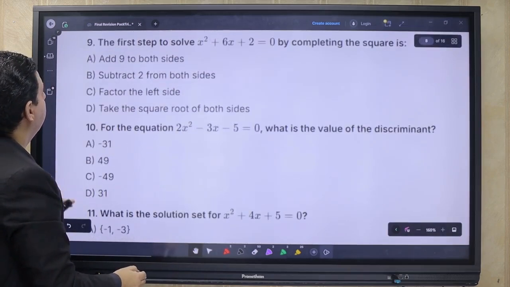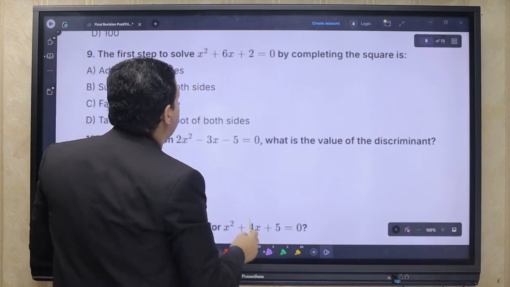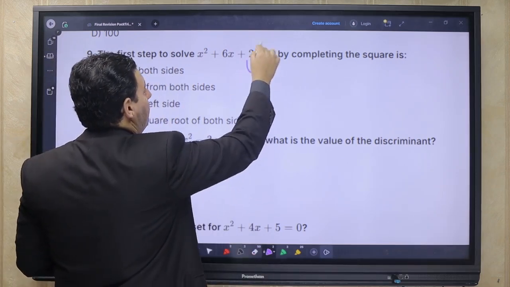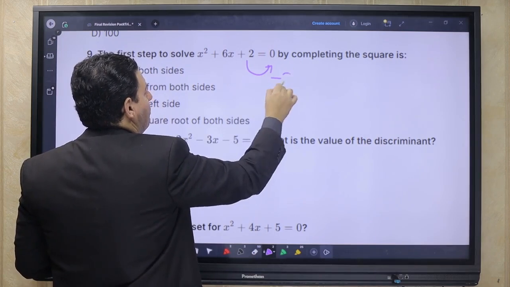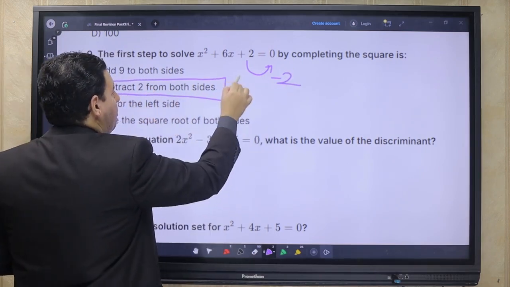9. The first step to solve x squared plus 6x plus 2, we are going to move the constant to the other side with negative 2. We will subtract 2 from both sides, minus 2 and minus 2.